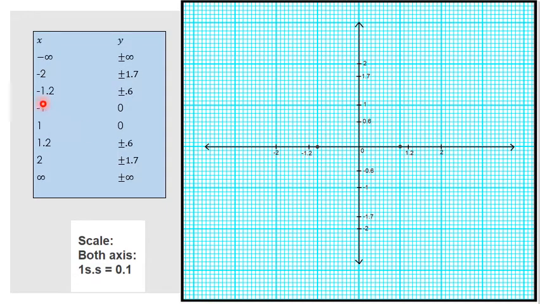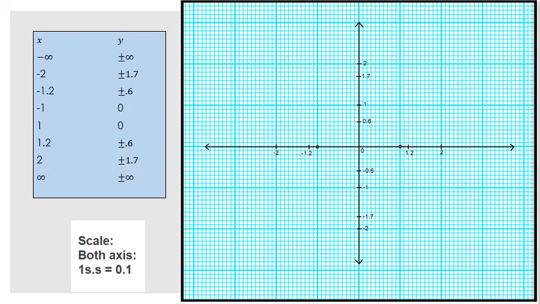Next, at x equals minus 1.2, the values are plus minus 0.6. At x equals 1.2, the values are plus minus 0.6. So this is minus 1.2, this is 0.6. Mark it here. Minus 1.2, this is minus 0.6. Mark it here. This is 1.2, this is 0.6. Mark it here. This is 1.2, this is minus 0.6.